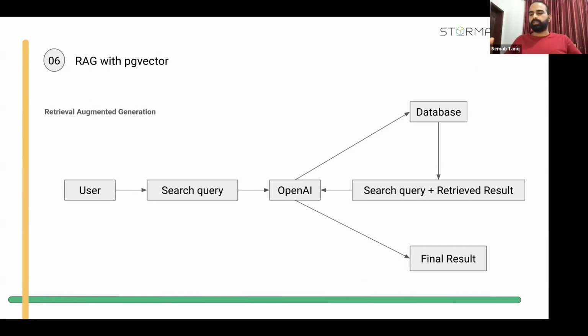An example for this: let's say we have a database that holds all the cities information of Pakistan. A user can come and say, tell me how many airports are there in Islamabad. Islamabad is the capital city in Pakistan. We pick this query, pass it to the OpenAI embedding model, generate the embeddings, and pass it to the database.